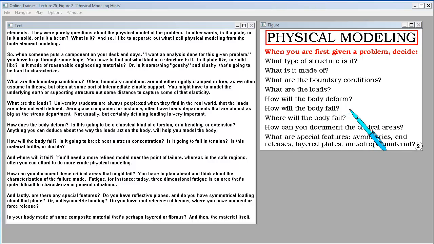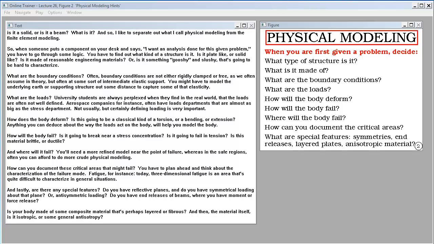How will the body fail? Is it going to break near a stress concentration? Is it going to fail in tension? Is this material brittle or ductile? And where will it fail? You'll need a more refined model near the point of failure, whereas in the safe regions, often you can afford to do more crude physical modeling.